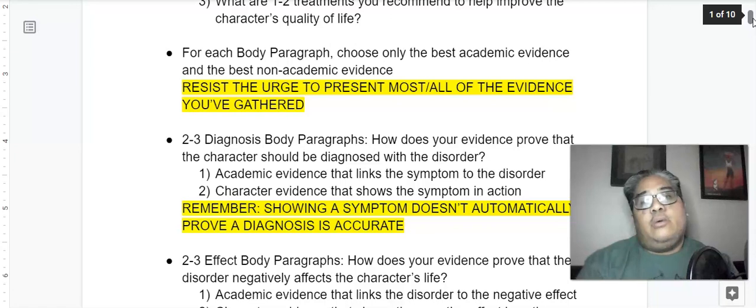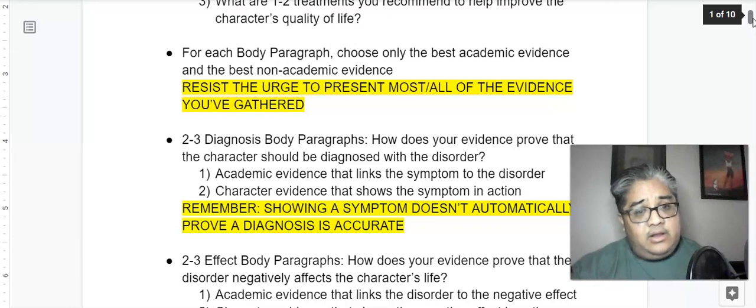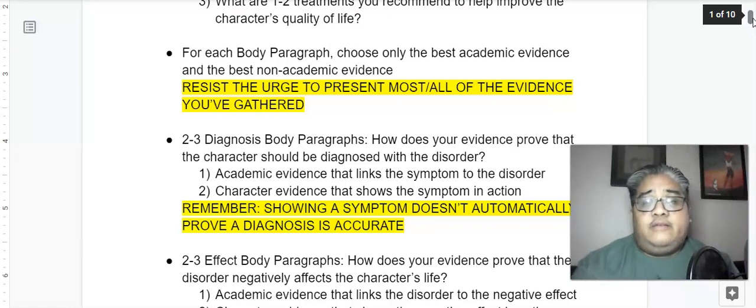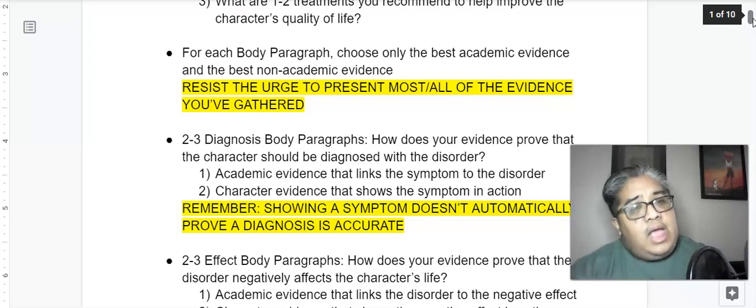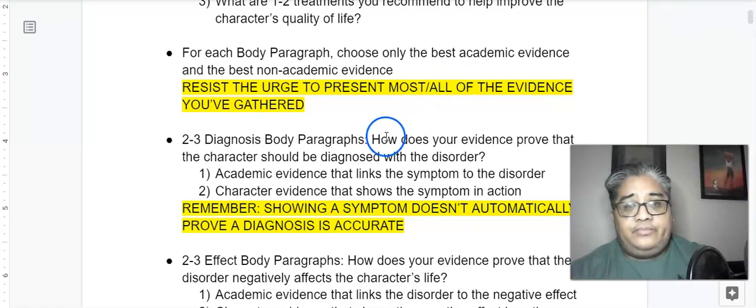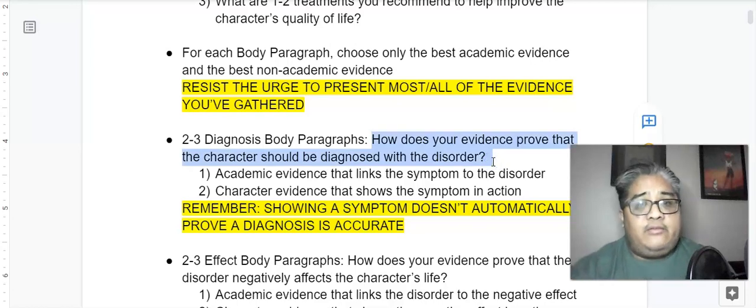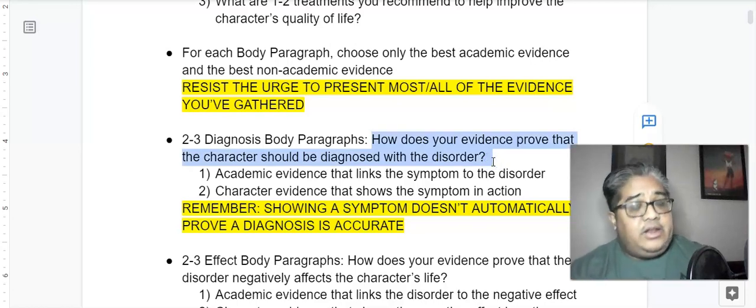Okay, so your first 2 or 3 body paragraphs for your research paper will be diagnosis body paragraphs. Again, answering the question, why should the character be diagnosed with a disorder? So in terms of choosing evidence for each diagnosis body paragraph, you want to think about, how does your evidence prove that the character should be diagnosed with a disorder? You want to offer the best proof that you have.